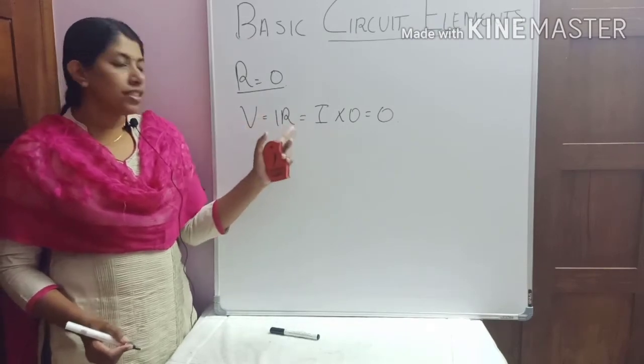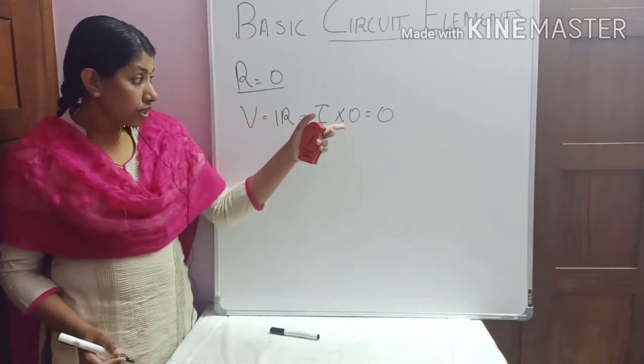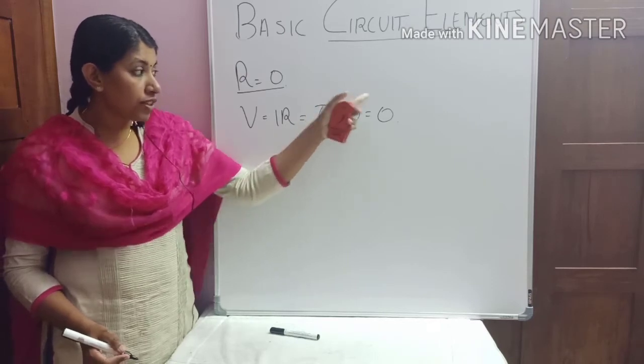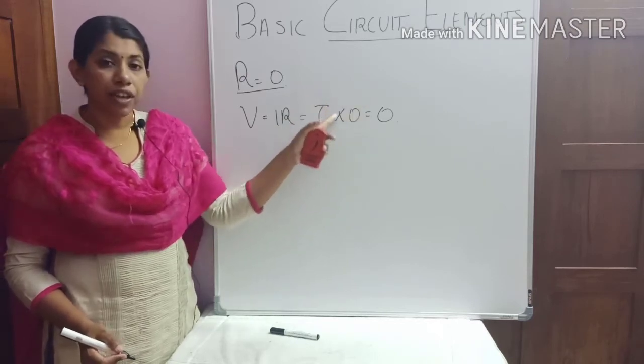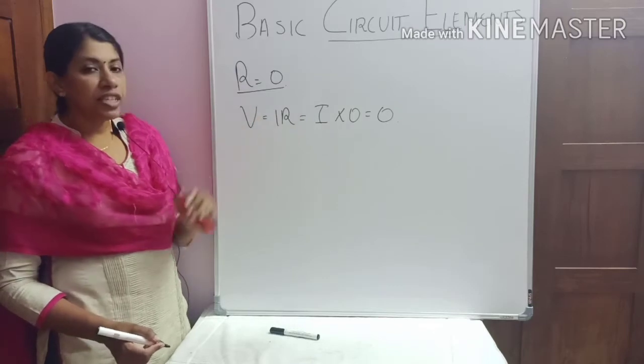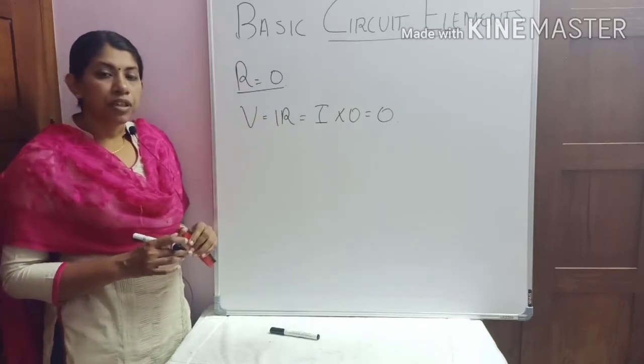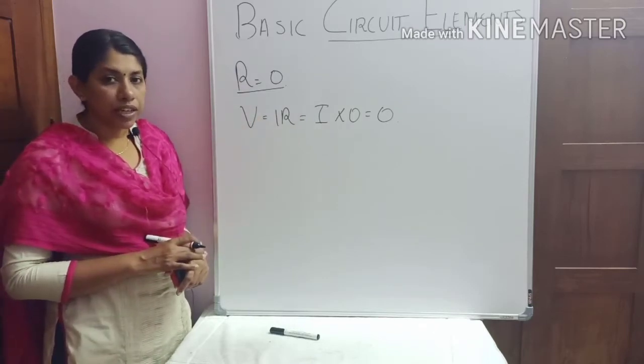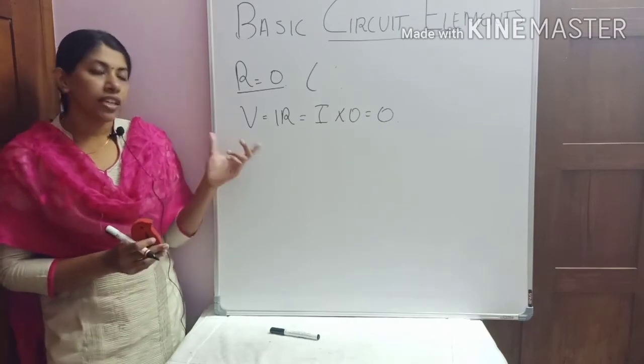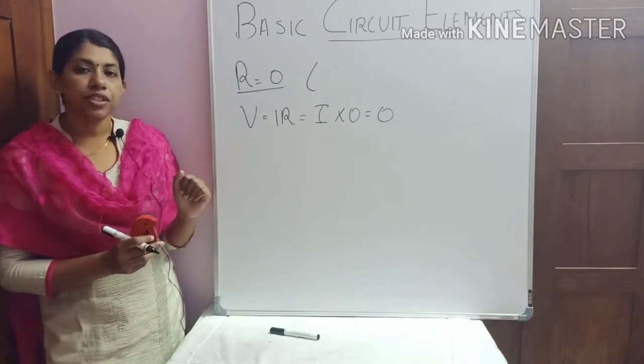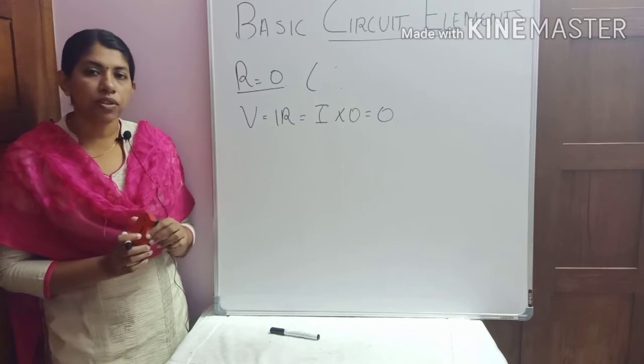And from this relation, you see that even though the value of the resistance is 0, the current can have any value. Which means that when the resistance is at minimum, maximum current flows through the conducting material. And this particular condition where the potential difference is zero can be called the short circuit condition.